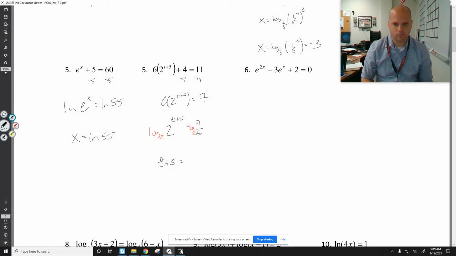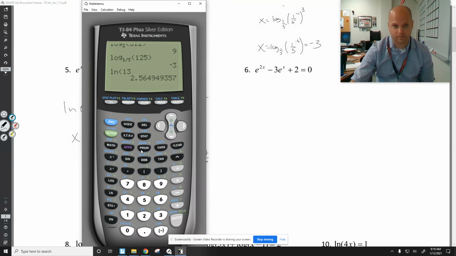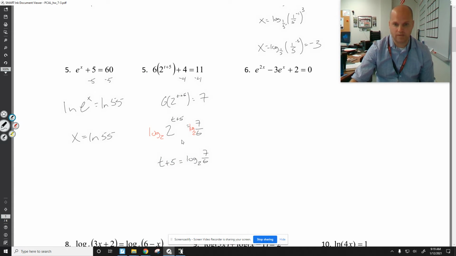Now, I know for a fact that there's no number where 2 to that number is 7/6. You could double check that using your calculator. Log base 2 of 7/6 is going to be a crazy decimal, not something that's finite. So you're just going to leave this. This would be considered exact, this form. If you needed an approximation, you plug this into your calculator.